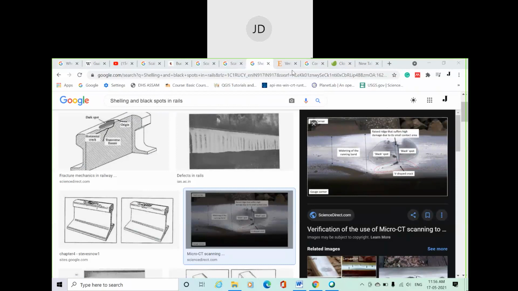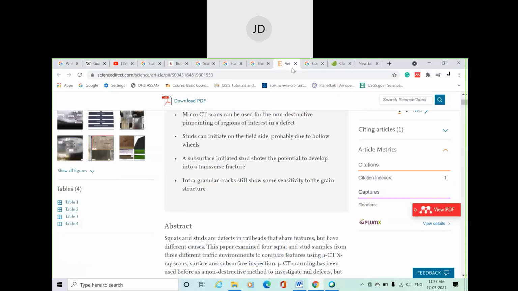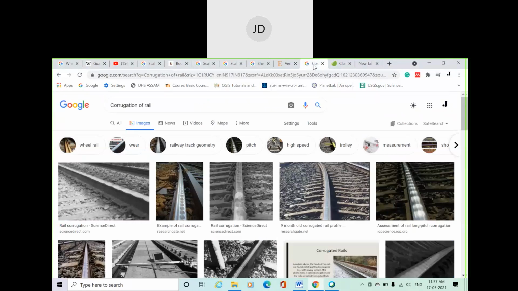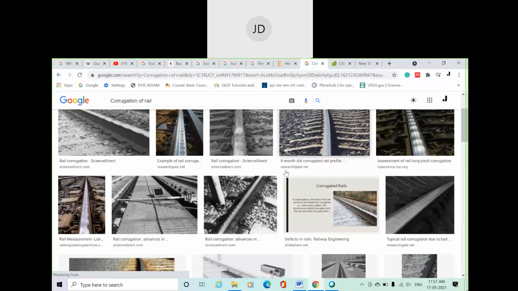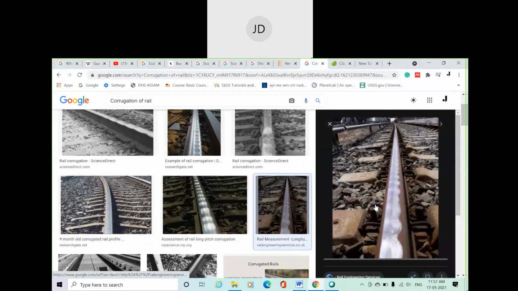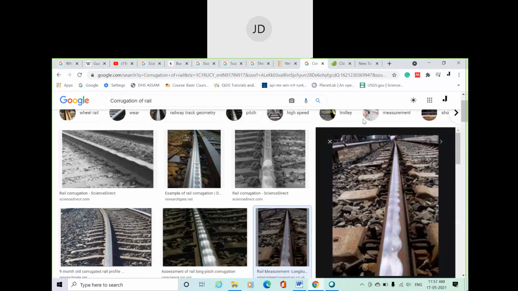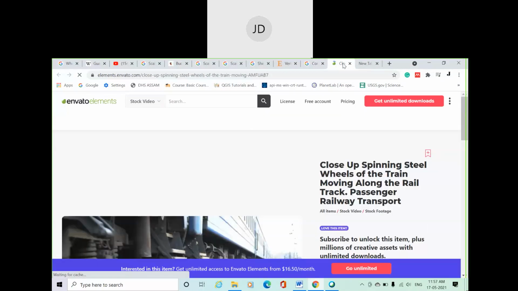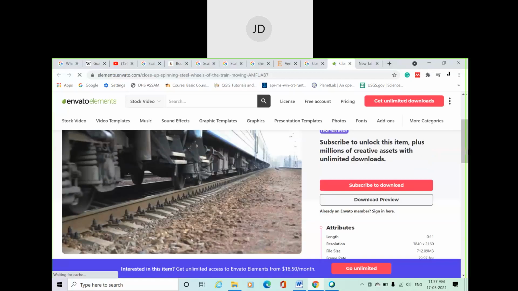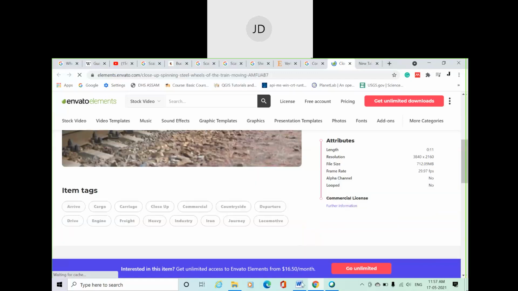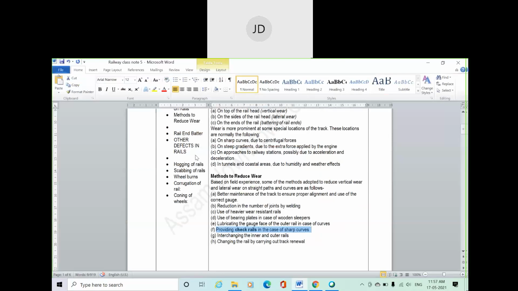Let me show you a different one. Here you can see wear of rail. So this is all about different failures, or different wear and tear of railway line, and this can be minimized by these methods. That means better maintenance of the track. We need to go for frequent maintenance of the track, so that we can minimize the wear and tear, or reduce the wear.